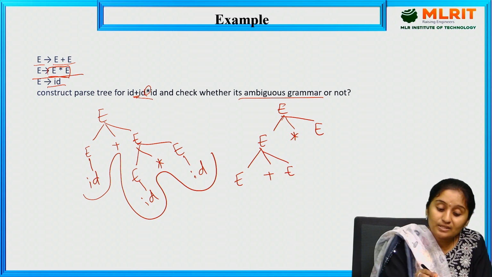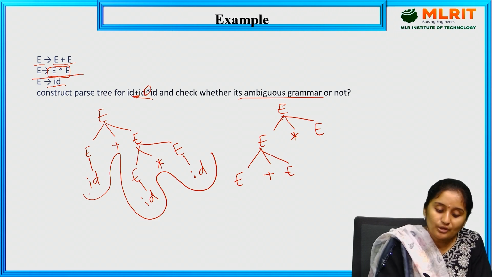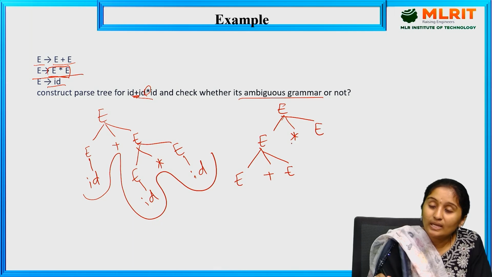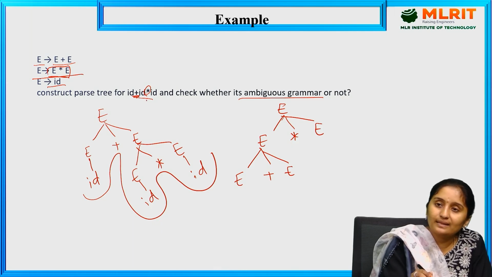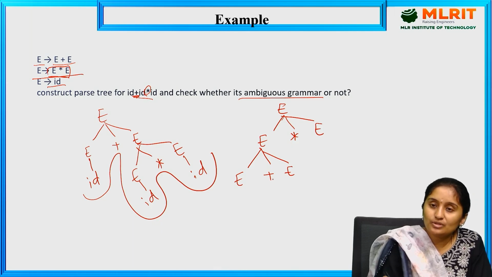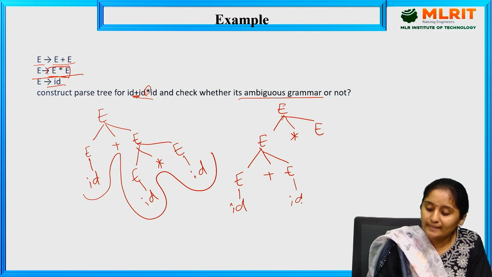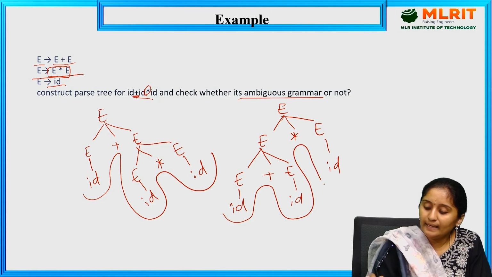Here the first I have taken is the plus operator, so that is the reason for ID plus. But I have taken the star operator that is lying at the end, so that is the reason E produces E plus E. E is derived with ID, ID, and ID: ID plus ID into ID.